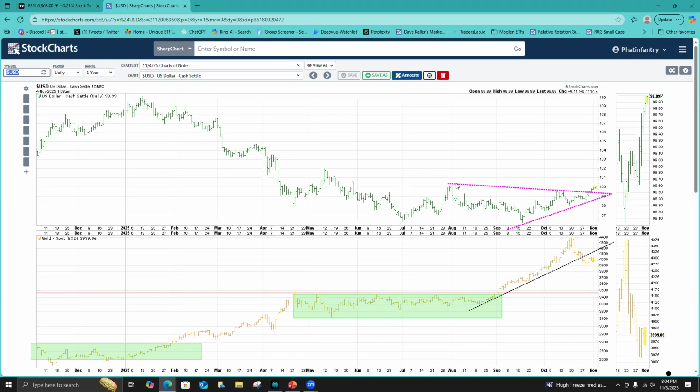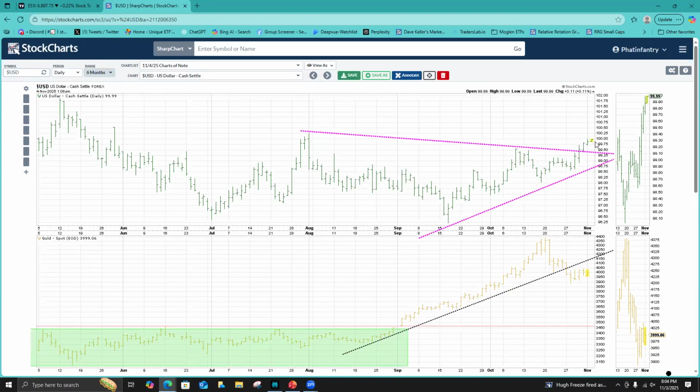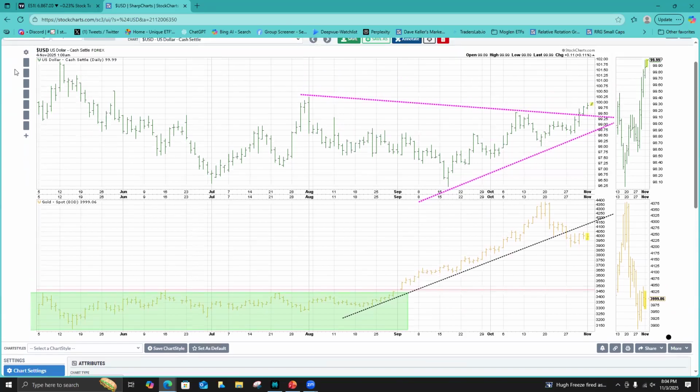A push through that 100 level, where it's right at right now, would obviously not be good. Let me bring that down so you can see it a little closer. Look at that 100 right there. That is obviously a Livermore level for the dollar, Dixie, and at this point, a move through it would be not good. The best way I could say that.